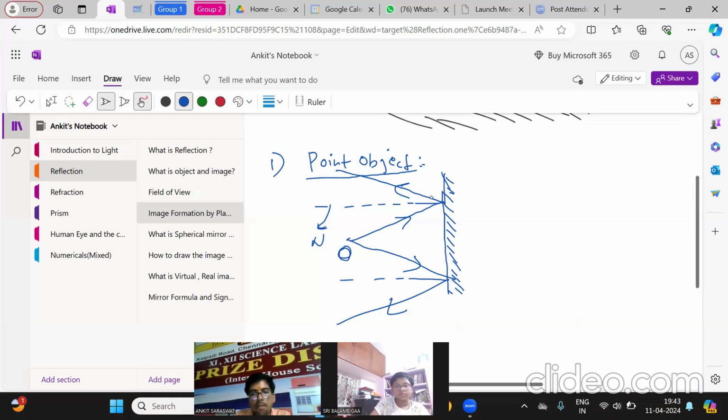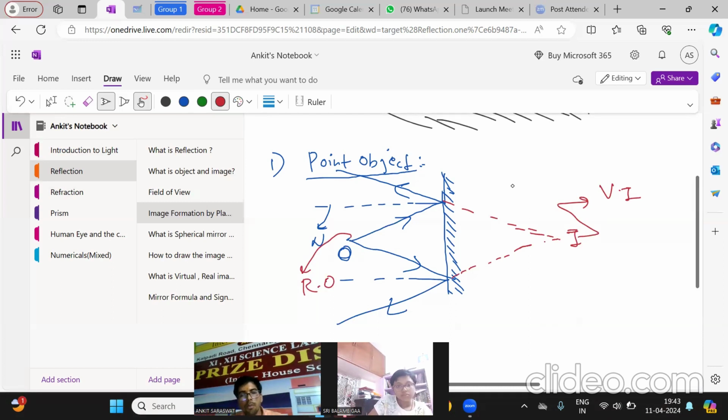Now tell me, will these reflected rays meet anywhere? They will appear to meet at the back, behind the mirror. Very good. Behind the mirror means inside the mirror. So is this image virtual or real? Virtual. Virtual image. This is a real object. Now you will see this is one way to form an image of a real point object.